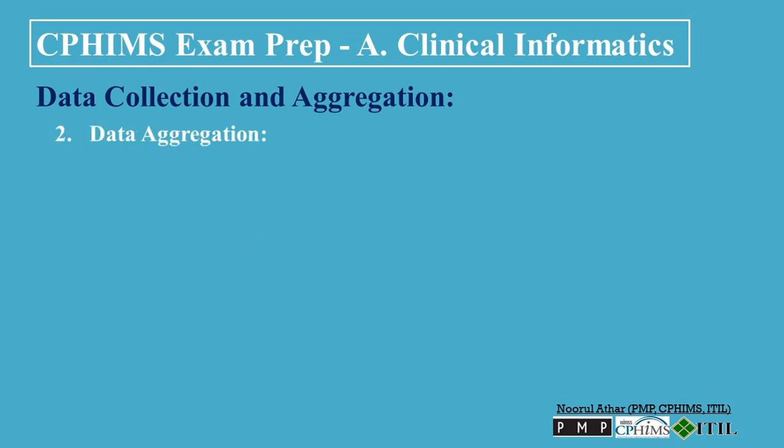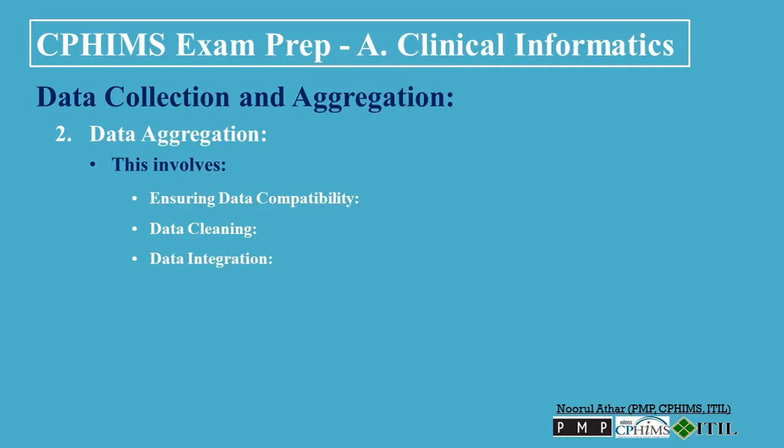2. Data aggregation. The goal here is to integrate data from these diverse sources to create a comprehensive dataset. This involves ensuring data compatibility. Data from different sources might be in different formats or structures. It needs to be standardized. Data cleaning. This step involves rectifying or removing incorrect, incomplete, corrupted, or irrelevant parts of the data. Data integration. Combining data from various sources in a way that maintains data integrity and allows for effective analysis. Data storage, storing the aggregated data in a secure, accessible, and efficient manner, often using databases or data warehouses.